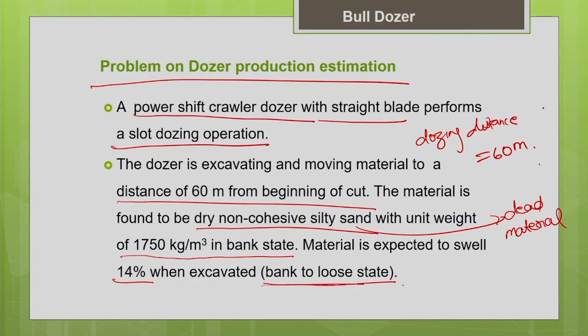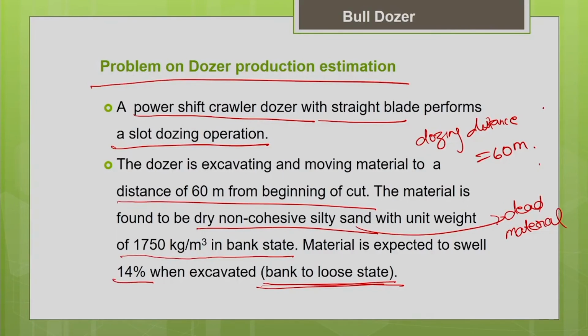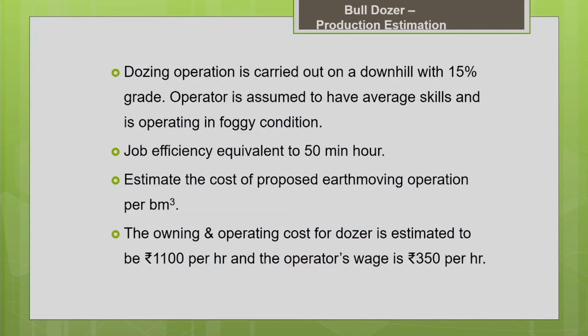From the natural state to the loose state, it swells by 14%. This will help you in the conversion. For example, from the bank unit weight, if I want to convert it into loose unit weight, I can use this swell percentage to make the estimation. The dozing operation is carried out on a downhill with a 15% grade, so your machine is moving down the slope, which is obviously going to help enhance the productivity. The operator is assumed to have average skill, not excellent skill.